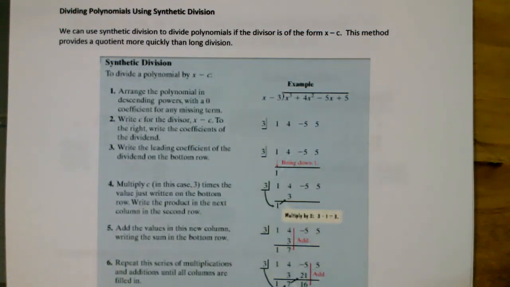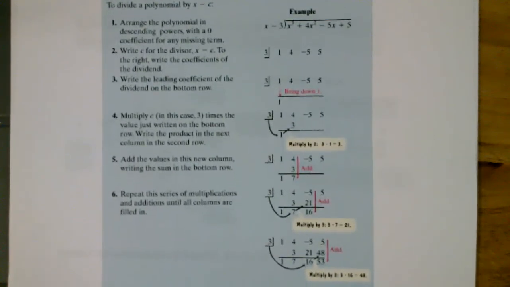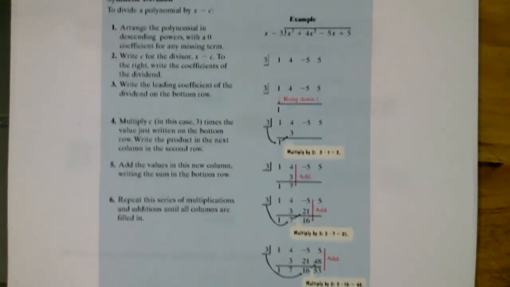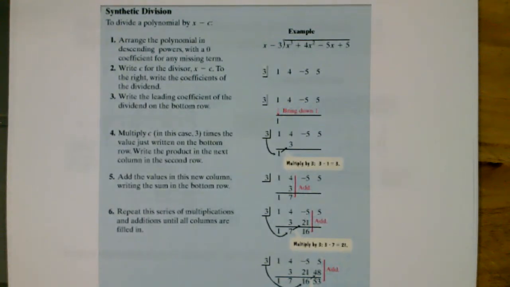Okay, and in the blue box on your handout, this is the procedure for doing synthetic division. To divide a polynomial by x minus c, let's say we had this example, x cubed plus 4x squared minus 5x plus 5 divided by x minus 3. The first step would be to arrange the polynomials in descending powers with a zero coefficient for any missing term.